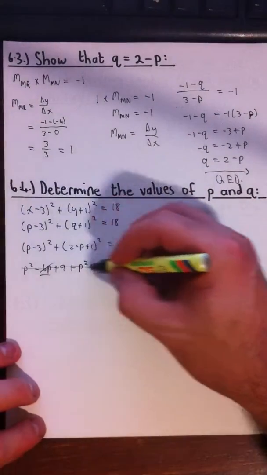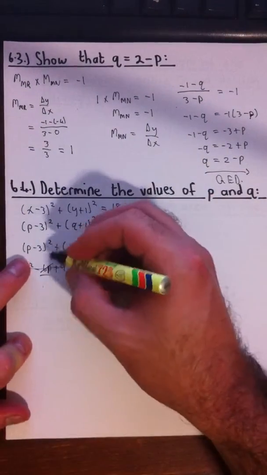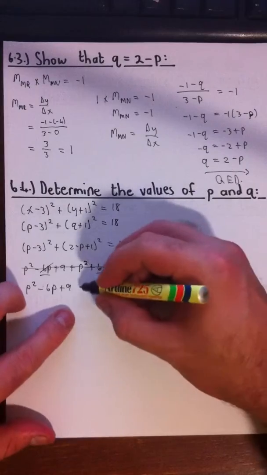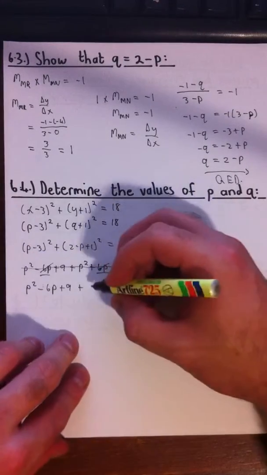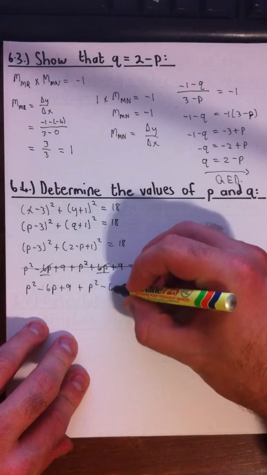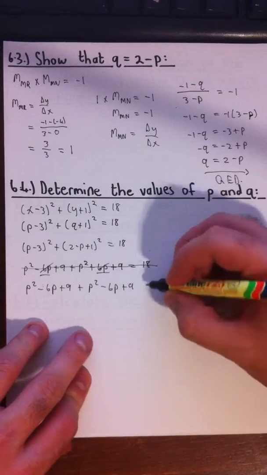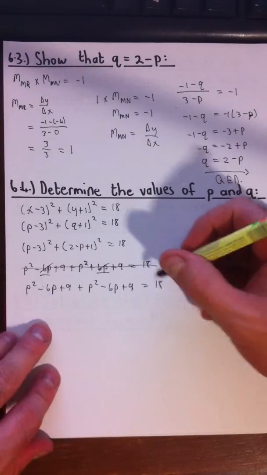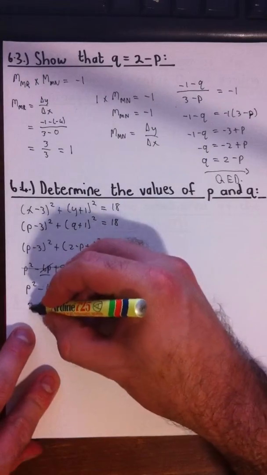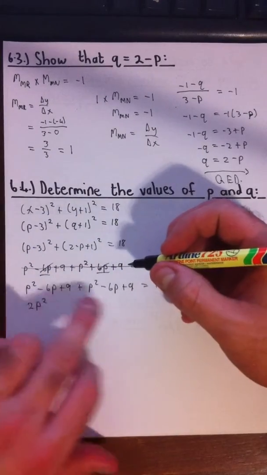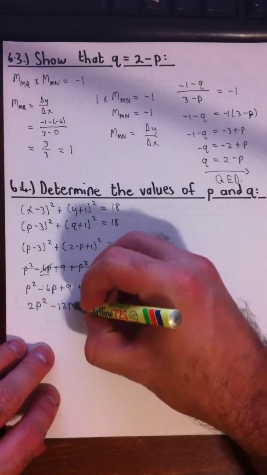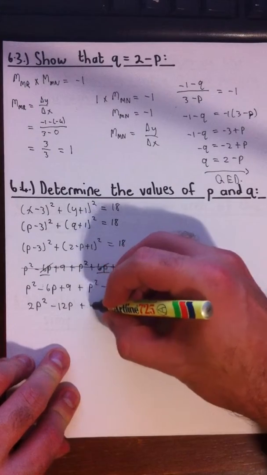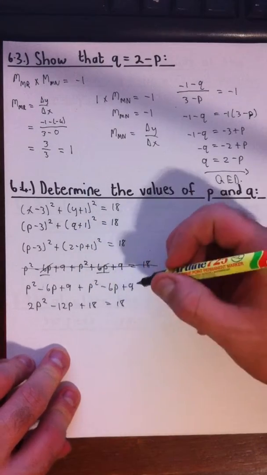Apologies, let me just cancel out this line and start again. Multiply that out, we get p squared minus 6p plus 9 plus negative p plus 3 squared will give us p squared minus 6p plus 9 again, and that's still equal to 18. So now let's just collect our like terms. We've got p squared plus p squared will give us 2p squared, minus 6p minus 6p will give us minus 12p, and 9 plus 9 will give us 18. That's plus 18 equals 18.